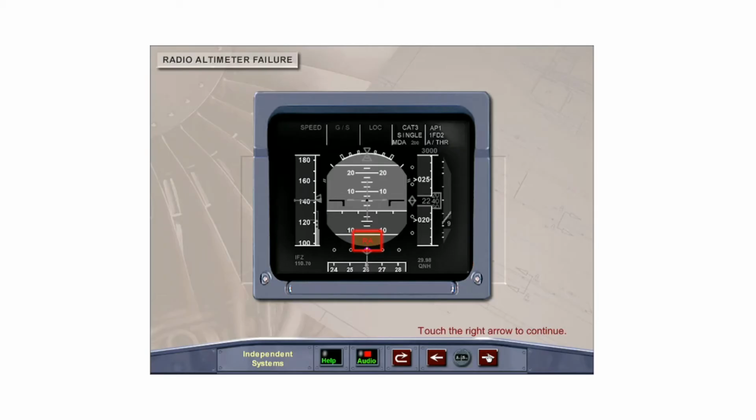With the failure of both radio altimeters, the aircraft will go from normal law directly into direct law when the landing gear is extended. Also, the approach will be limited to a Category 1 ILS, and the ILS approach cannot be armed using the approach push button on the FCU.